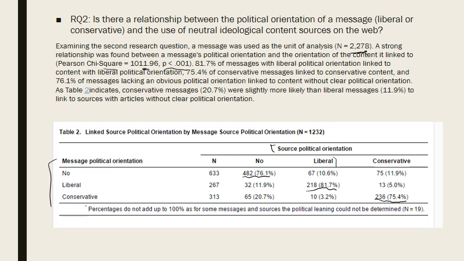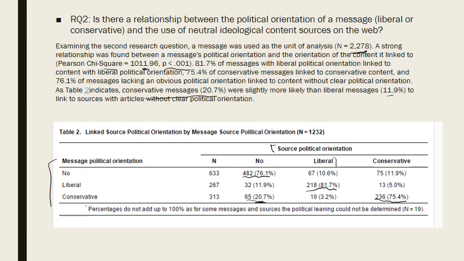As Table 2 indicates, conservative messages were slightly more likely than liberal messages to link to sources without clear political orientation. So conservative messages tended to use more neutral sites than liberal did. And you can see percentages do not add up to 100% because some could not be determined. So you can see that if you go across, they roughly add up to 100%.